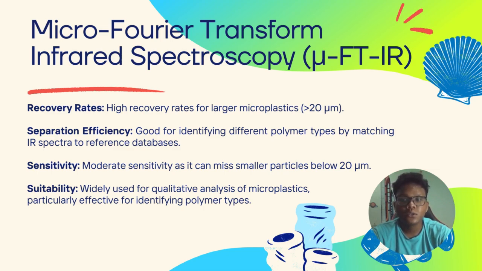It was used to identify the types of polymers present in microplastic particles. This instrument offers high recovery rate for larger microplastics, typically those greater than 20 micrometers. It provides good separation efficiency by matching infrared spectra to reference database, making it effective for identifying different polymer types. However, its sensitivity is moderate and may miss smaller particles below 20 micrometers.